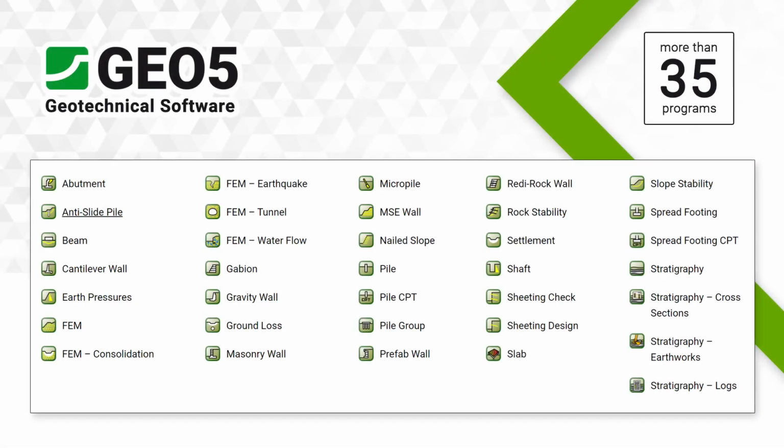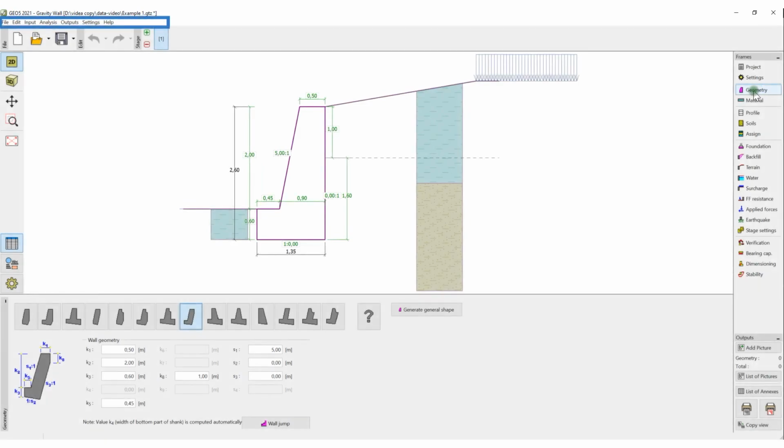This video shows the basics of working in GEO5 programs, which applies to all GEO5 programs in the GEO5 suite. The programs all contain the standard Windows control menu. However, the basic control element is the right toolbar. Each button represents a logical chapter for the input of data or presentation of results.